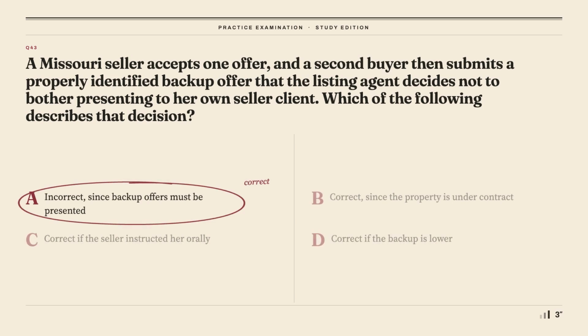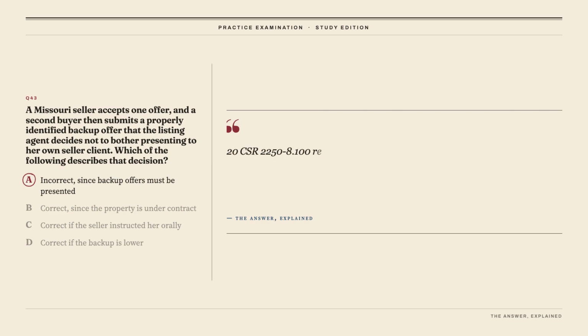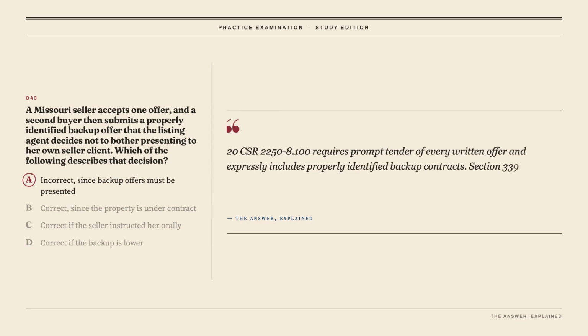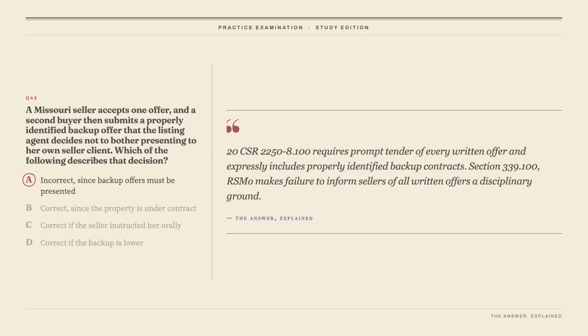The correct answer is A. Incorrect since backup offers must be presented. A is correct because 20 CSR 2250-8.100 requires prompt tender of every written offer and expressly includes properly identified backup contracts. Section 339.100 RSMo makes failure to inform sellers of all written offers a disciplinary ground.